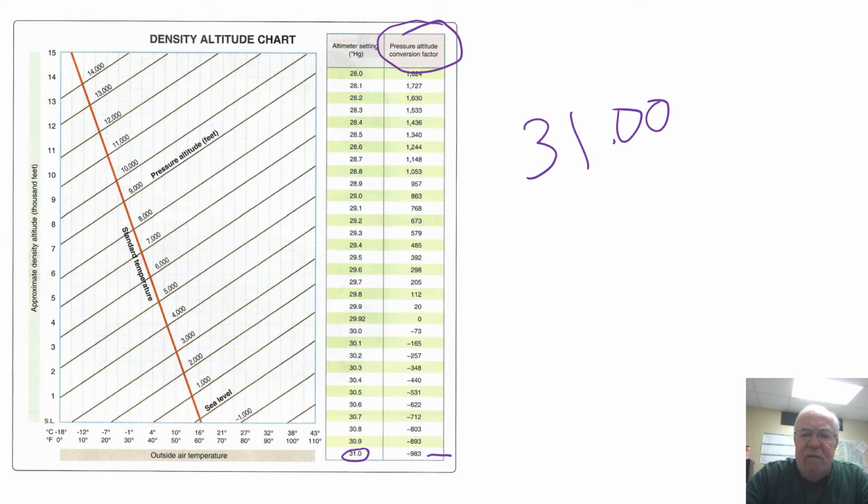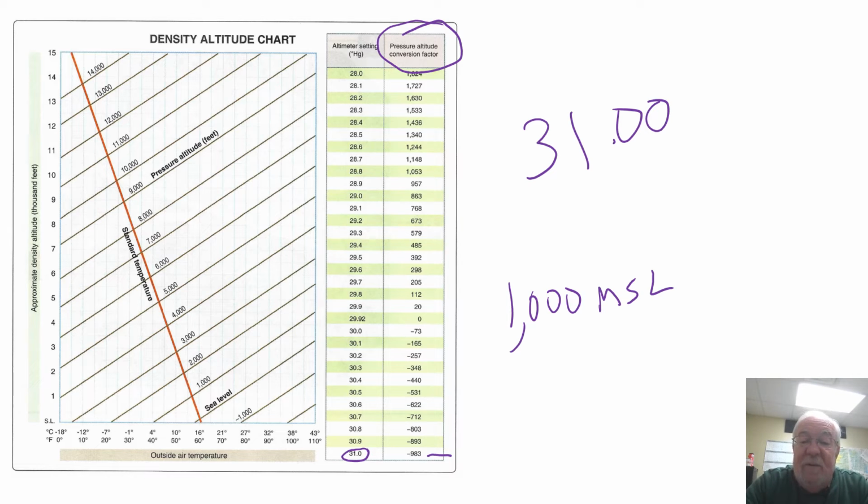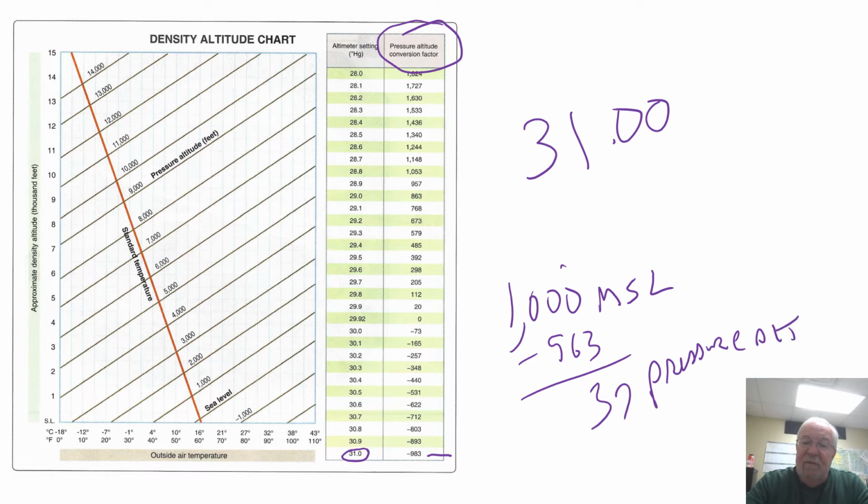So we take the conversion factor of where our airport is. Let's just say we're at 1,000 feet MSL, that's the airport elevation. So we subtract 963 from that, and that gives us the pressure altitude for that particular situation. So let's see, that'd be 37 feet. So that's the pressure altitude. Okay. So the airplane thinks it's at 37 feet, even though you're at an airport at 1,000 feet. Capiche? Okay, so we take that pressure altitude and we go over here because we have another problem.